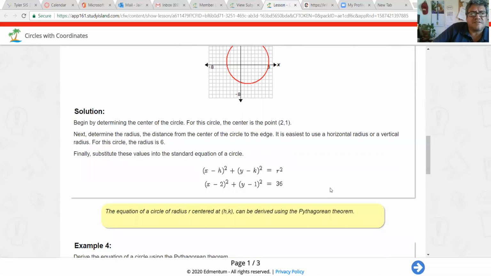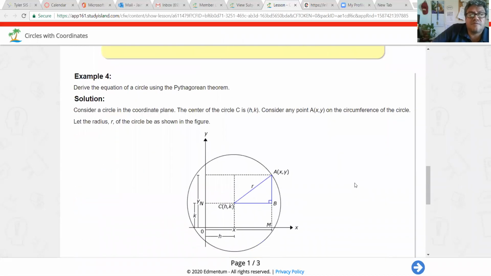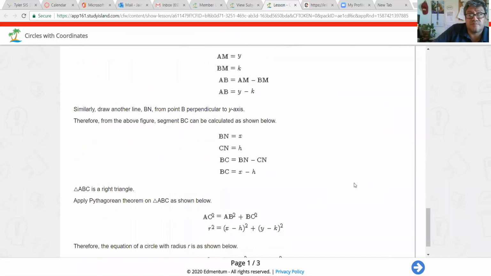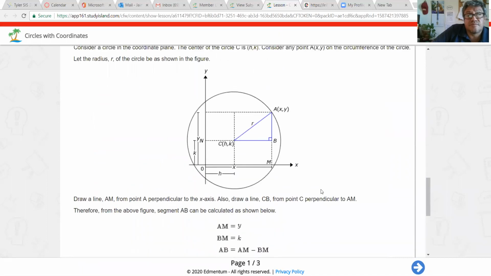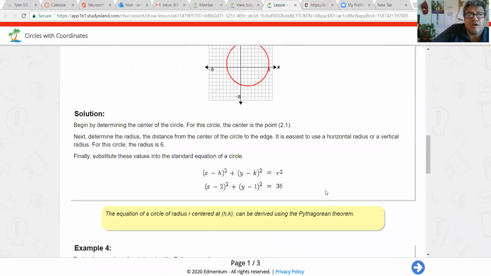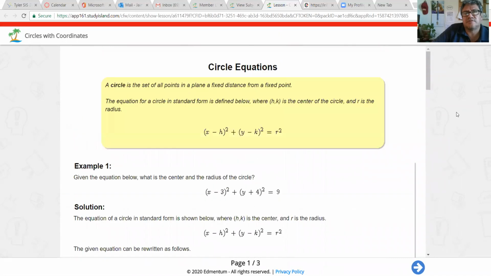The last example here is just, they demonstrate how they come up with the equation for the circle. Glance at it, but don't get stuck on it. It's just how they show you how they do it. So, and that's it for this portion of the lesson.